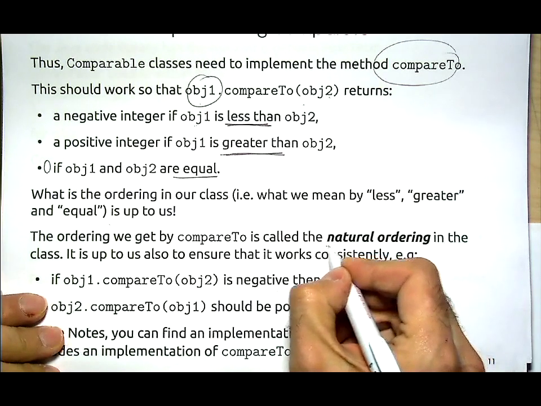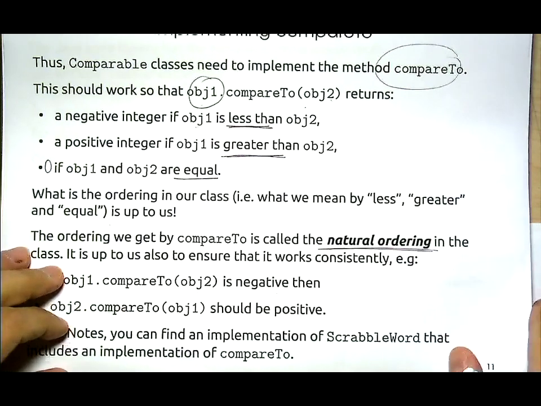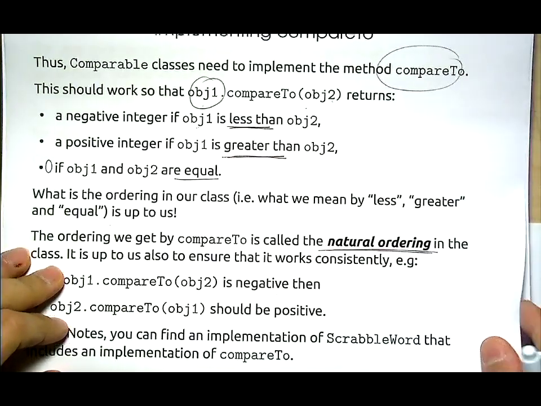Incidentally, this is called the natural ordering of the class, because it comes with the class definition. For instance, in the notes we have an implementation of ScrabbleWord where it has a natural ordering: you take the word, you count all the scores for its letters, and this is the number on which you compare your words.